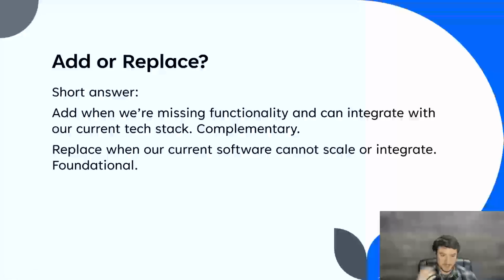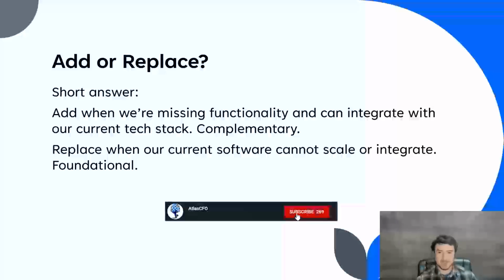So first of all, here's the short answer of when to add or replace. We add when we're missing a functionality and can integrate with our current tech stack. This is for complementary functions. But we replace when our current software cannot scale or integrate. So this is like a foundational thing, especially for anchor software. And I have a whole video on that. I'll try and link it up in the top right.